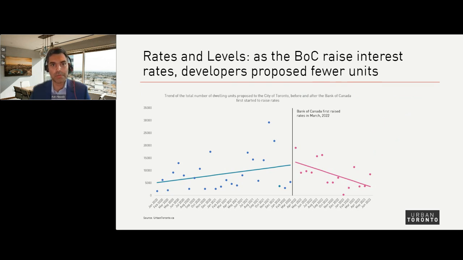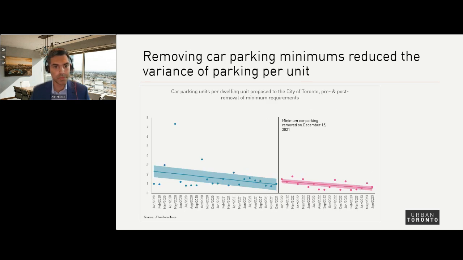Interest rates, federal policy also matters. When the Bank of Canada started increasing rates in March of last year, we noticed a significant drop in the number of units being proposed every month. So applications got smaller ever since interest rates started to increase.